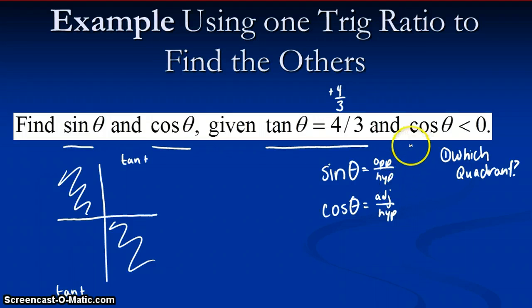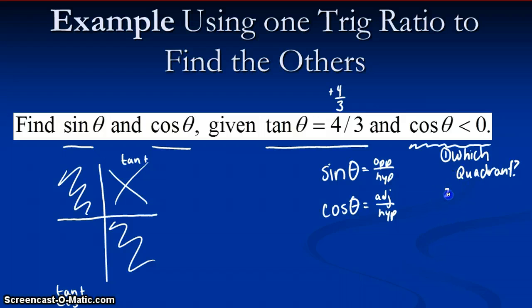That's why they're going to give me this second piece of information. It says that the cosine of theta is less than 0, which means that the cosine of theta is negative. So when I think about quadrants 1 and 3, I know that it's quadrant 3 where cosine is negative, therefore that's where my triangle needs to be. So no longer is it in quadrant 1.